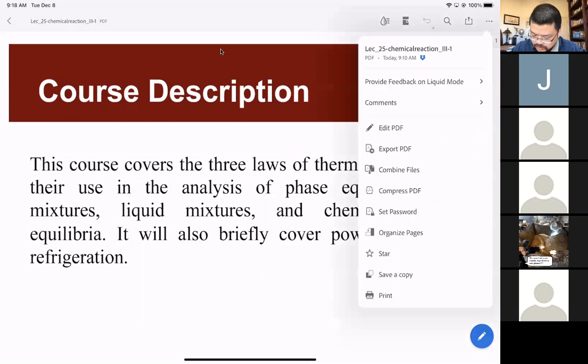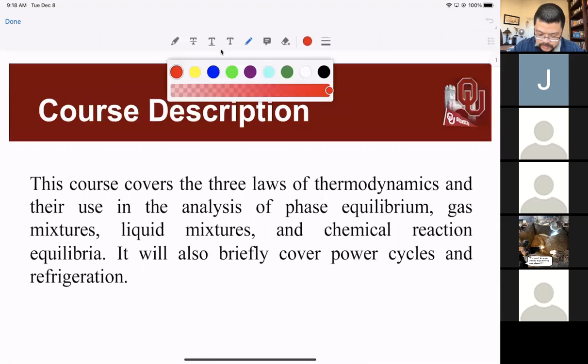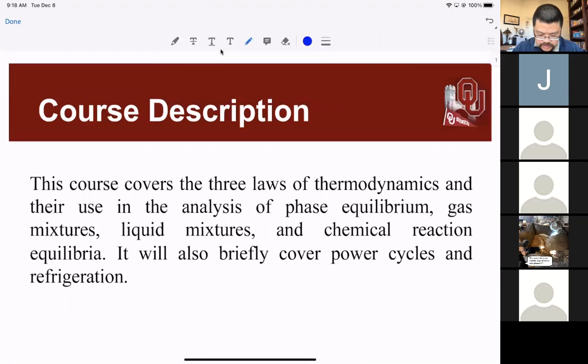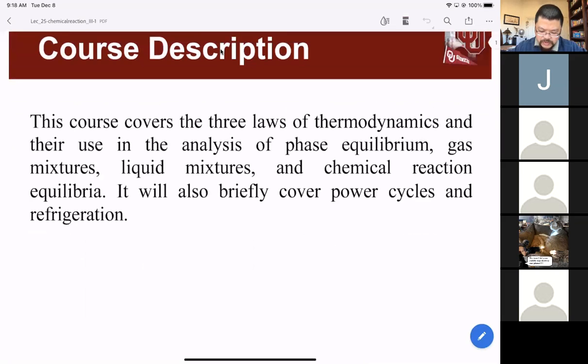So first of all, let me try to call my iPad. Maybe let's change the color. So this is a very general course description, as you can see. The general description is we try to cover the 3 laws of thermodynamics, and they are used in the analysis of phase equilibrium, describing gas mixtures, liquid mixtures, and chemical reaction equilibrium. And we will also briefly cover power cycles and refrigerations.